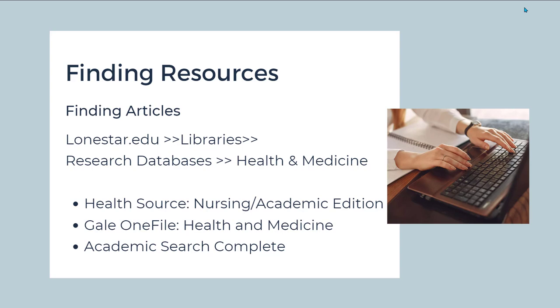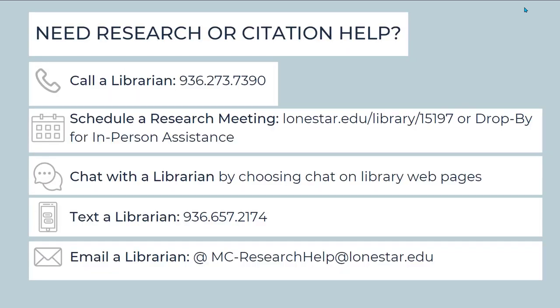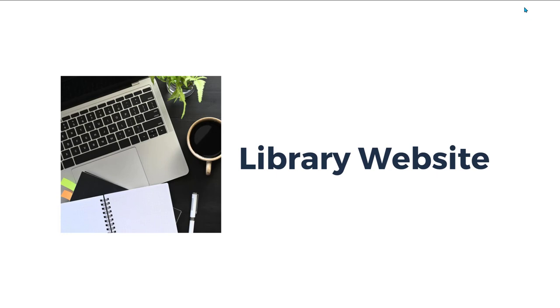If you do need help with your research, please contact a librarian through these ways. You can call, you can schedule a research appointment to meet with a librarian in person or online. You can chat with anyone on the main library page. You can text a librarian, or you can email us for any help. Let's go ahead and jump over to the library website where I will show you how to start searching.